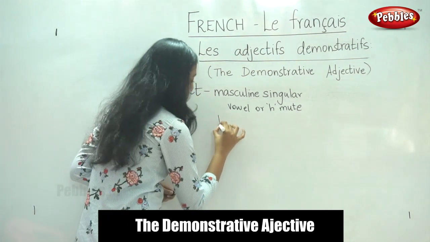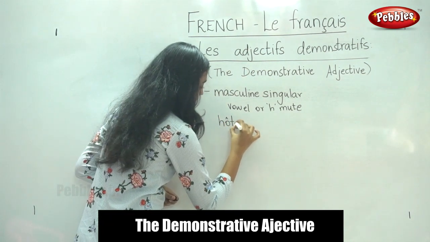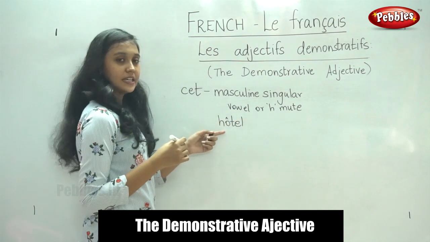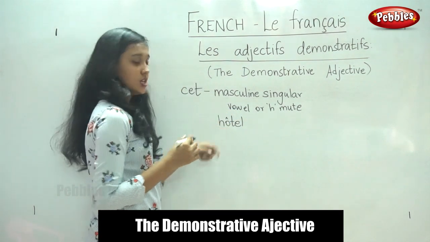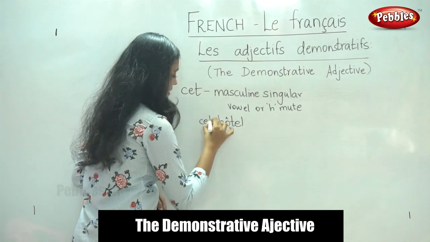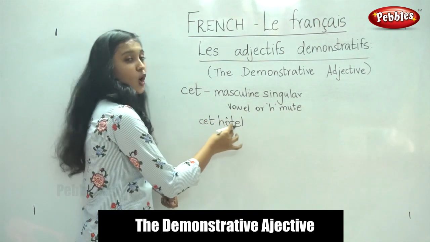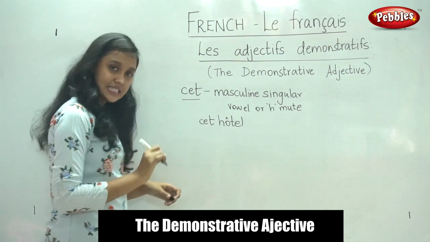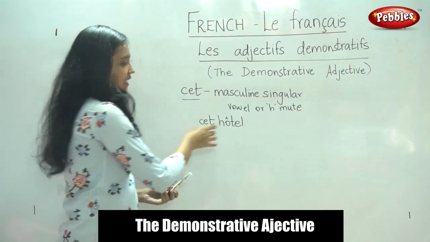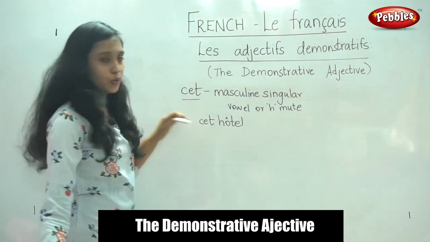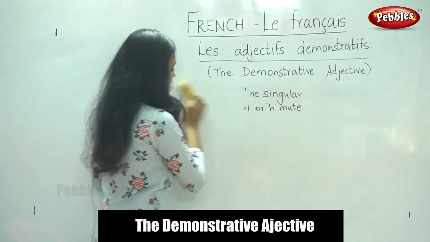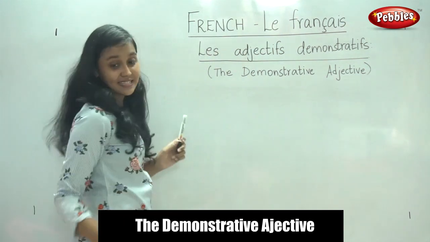For example, hôtel. So this begins with a H mute. So we would say cet hôtel. This hotel. This also means this or that. I hope you understood this, and you must have guessed the next word.